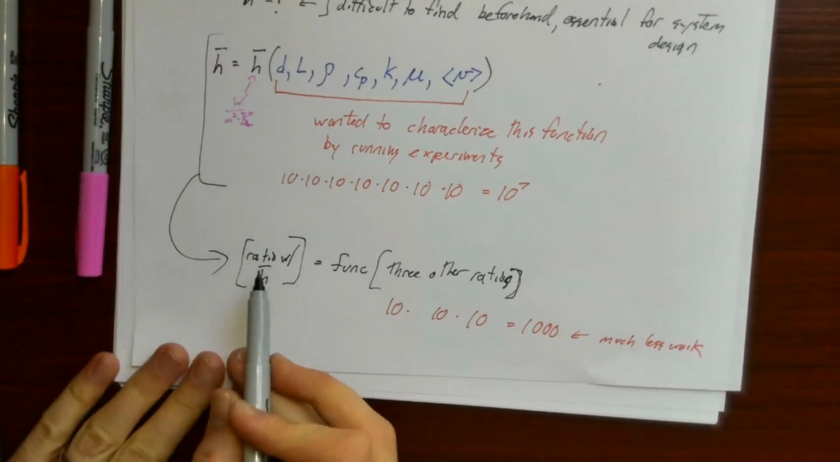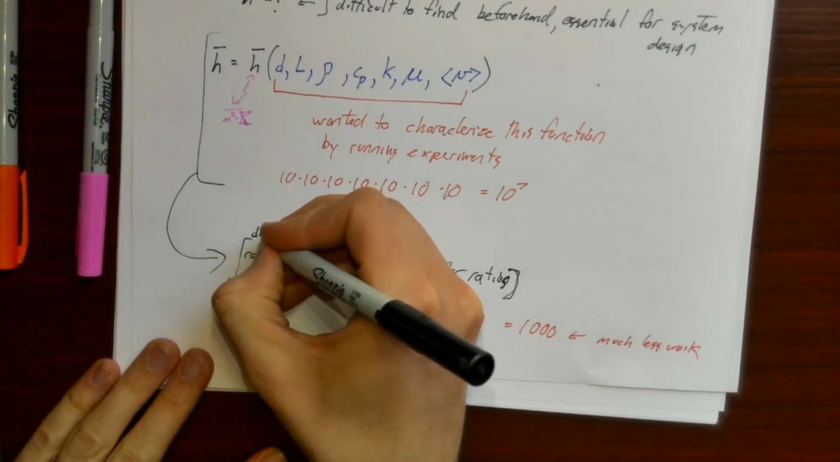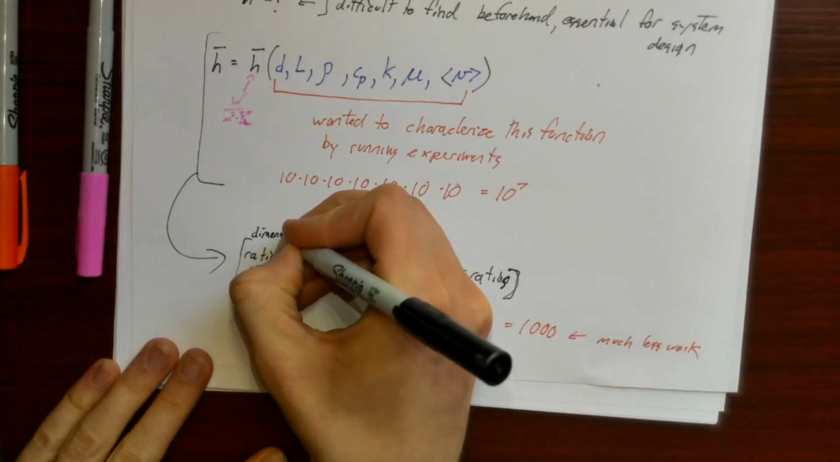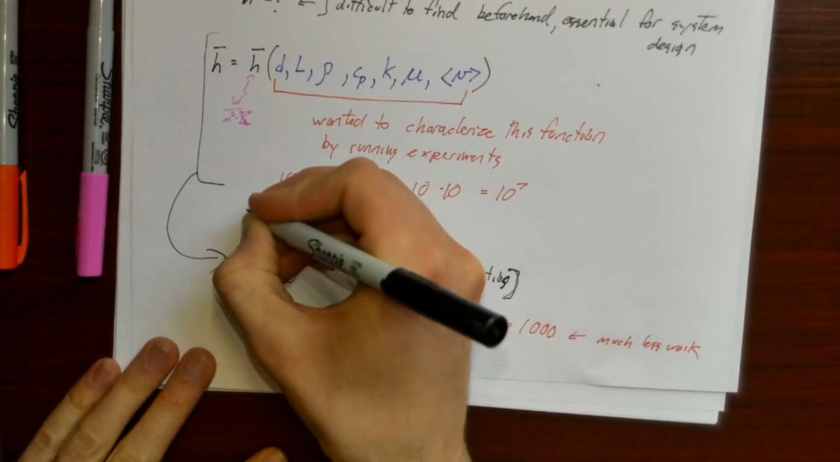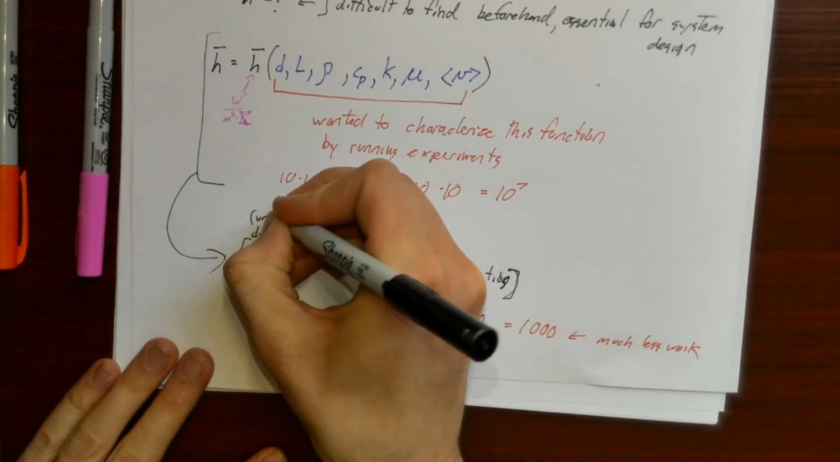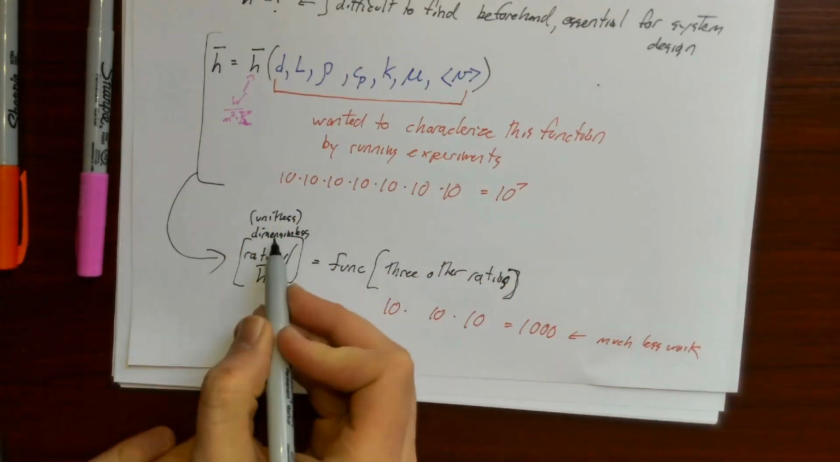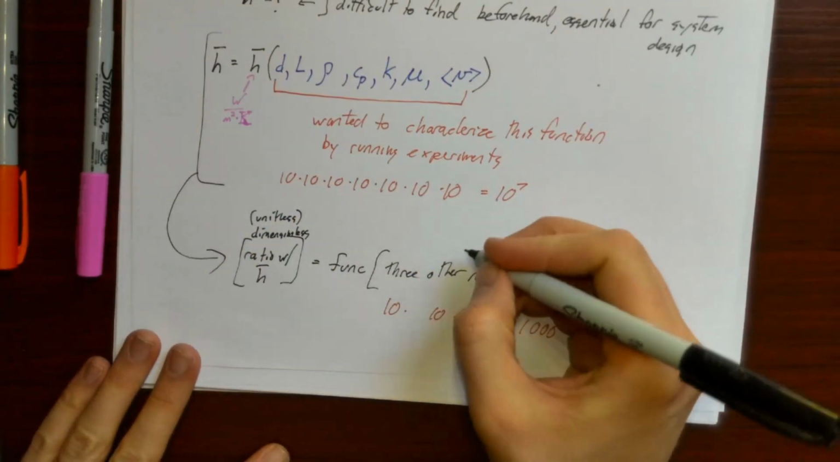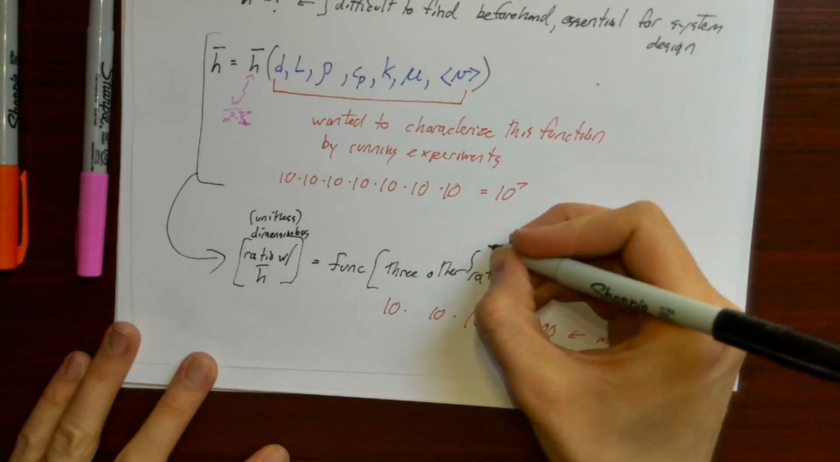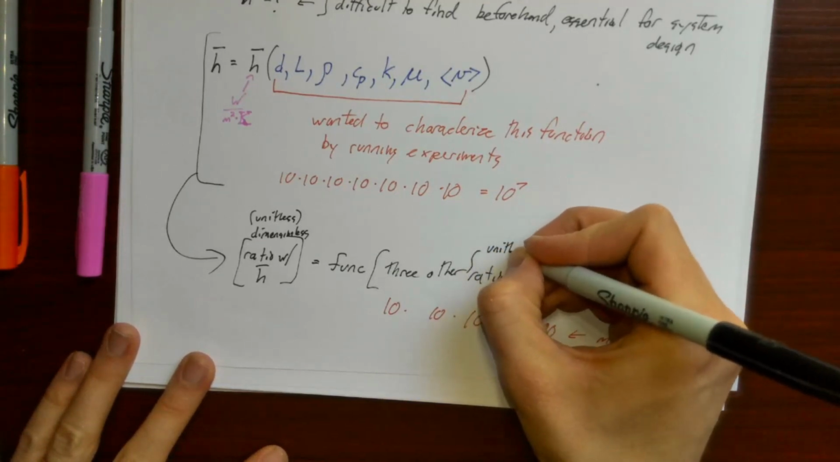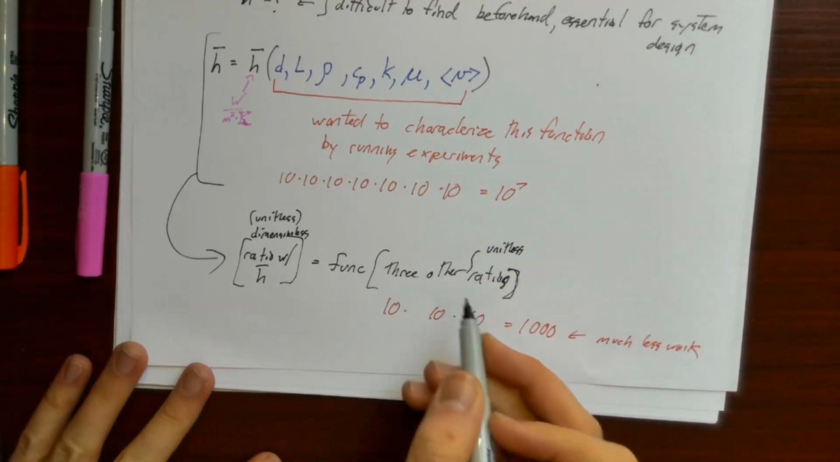So let me amend this right here. This is really a dimensionless, or you can think of it as unitless, a unitless or dimensionless ratio with h versus 3 other unitless or dimensionless ratios.